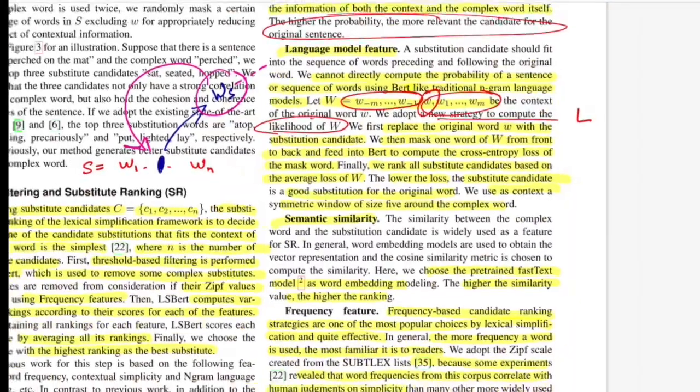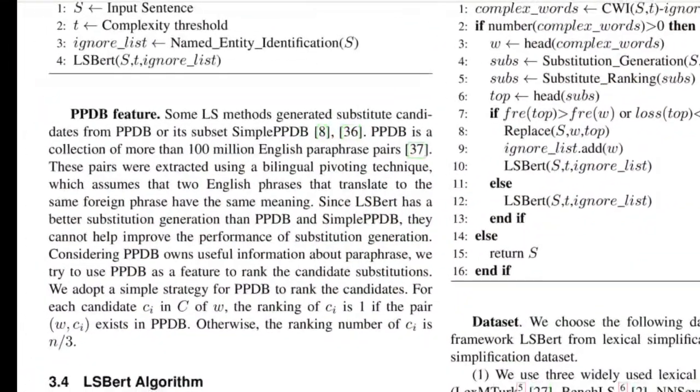Okay, let's move forward. The final feature that they use for ranking is called PPDB, which is an acronym for paraphrase database. PPDB is a collection of more than 100 million English paraphrase pairs. A paraphrase pair would mean two sentences talking about the exact same thing but rewritten in a different format. These pairs were extracted using the bilingual pivoting technique, which assumes that two English phrases that translate to the same foreign phrase would have the same meaning.